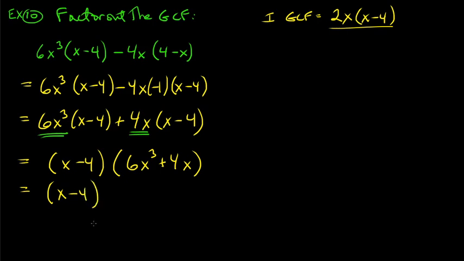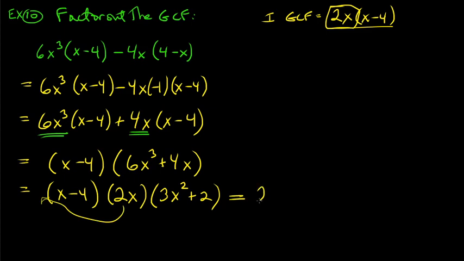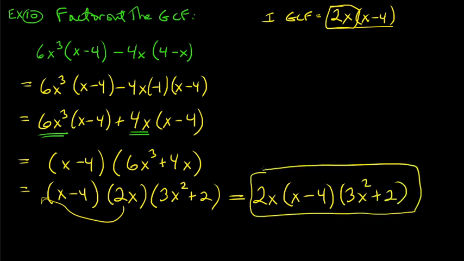Okay, so the x minus 4 is prime. We're done with that factor. But 6 and 4 have a common factor of 2. And x cubed and x have a common factor of x. So the GCF is the 2x that I mentioned earlier. So when you factor out the 2x, right, you're going to end up with 3x squared plus 2. Right? 6x cubed divided by 2x is 3x squared, and 4x divided by 2x is just 2. So I think we're good there. And now, just don't forget to pull the 2x in front. So we have 2x times x minus 4 times 3x squared plus 2. And that's as far as we can go.